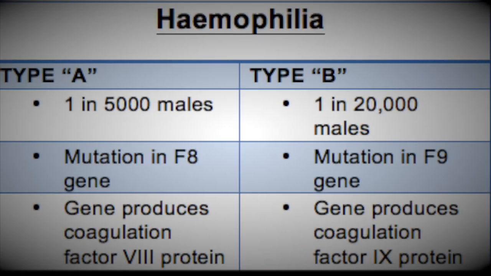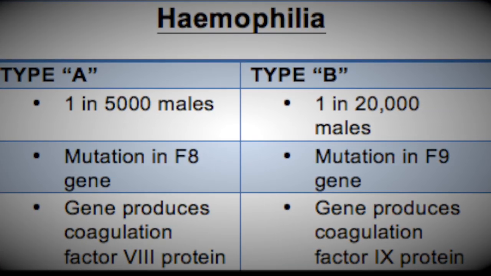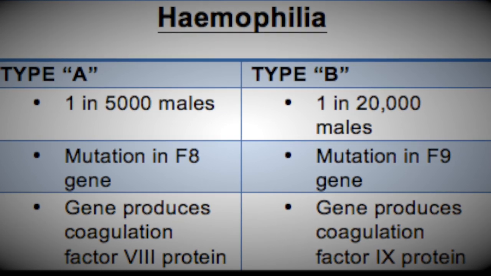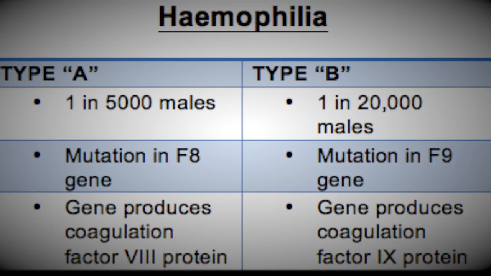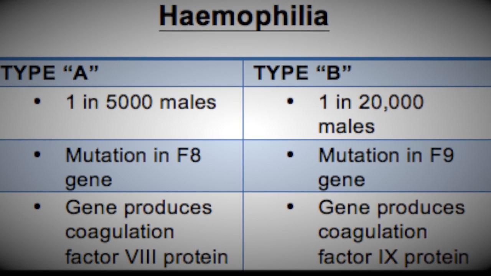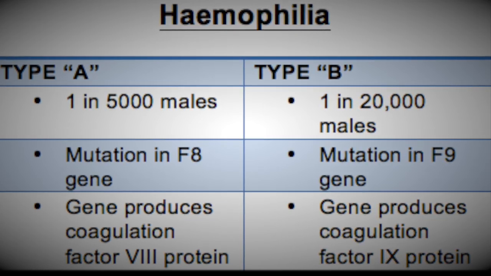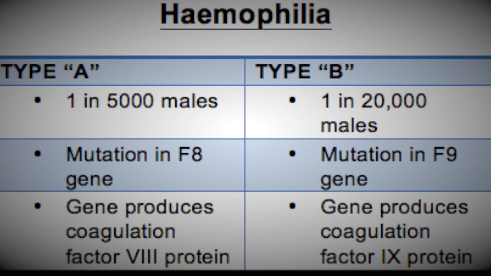Haemophilia A is the most common form of the disease and is found in 1 in 4,500 males. In order for the disease to occur, a mutation in the F8 gene needs to happen. The F8 gene is important to produce the coagulation factor 8 protein, which works with platelets in the blood to help control clotting.